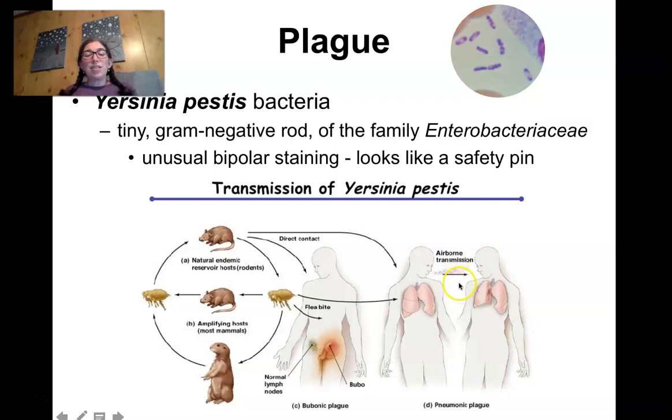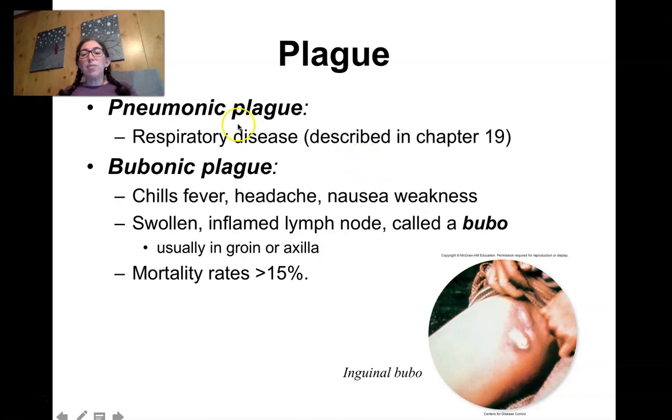Airborne transmission is when the bacteria gets into the lungs and causes pneumonic plague. So it basically causes a form of pneumonia. We're going to talk about pneumonic plague more in chapter 19 because it's the respiratory form of the disease. The bubonic plague affects the lymphatic system, so that's why it's listed here. So these are pictures of some buboes, just swollen lymph nodes there.